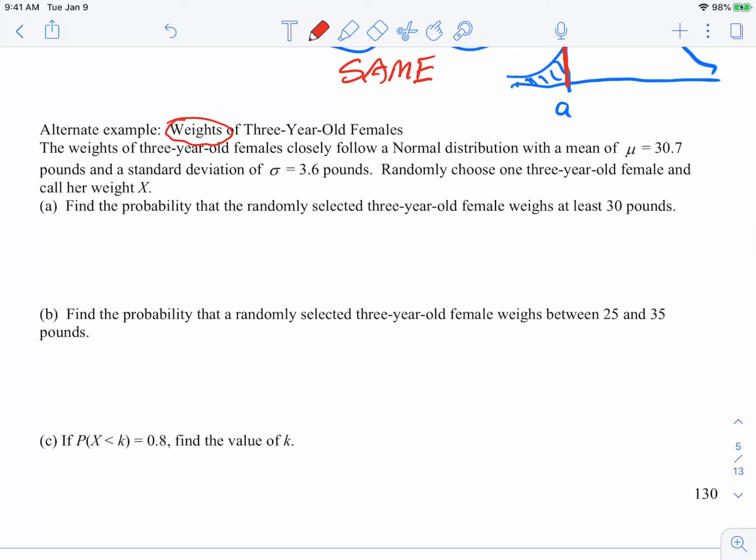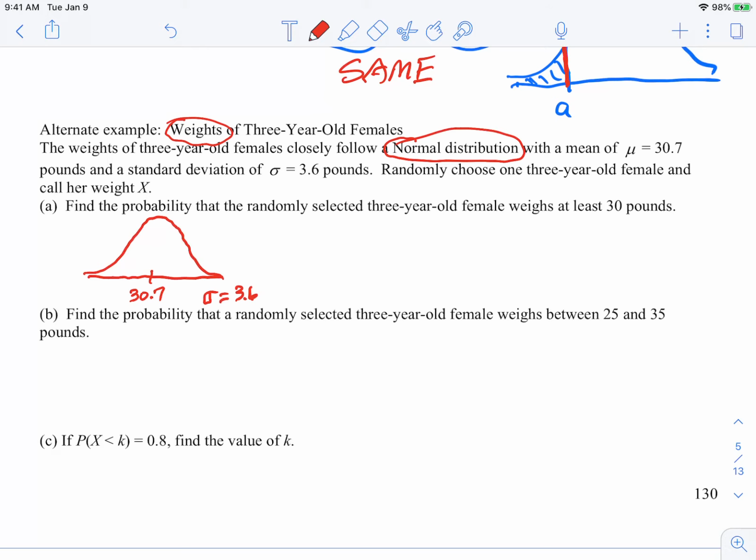And fortunately, when you read this problem, it tells you that weights of 3-year-old girls do follow a normal distribution. So we get to review some normal distribution stuff here. This is actually quite nice coming up close to the final exam. We get a built-in final exam review on normal models. So it says that the mean of 3-year-old females is 30.7 pounds, and then the standard deviation is 3.6.